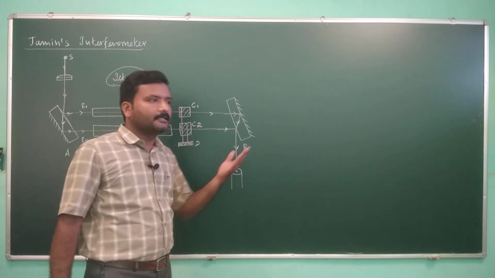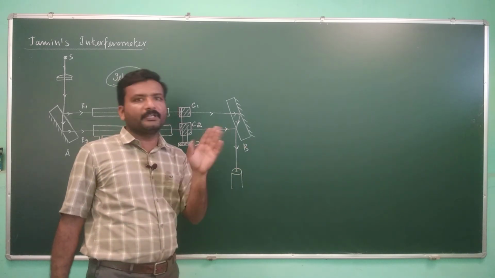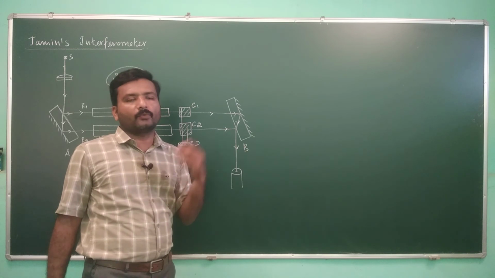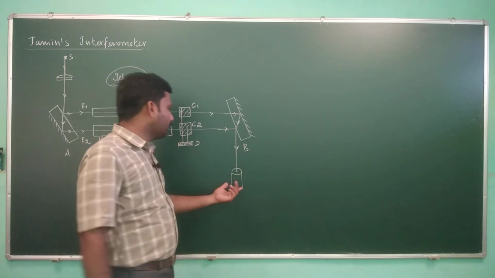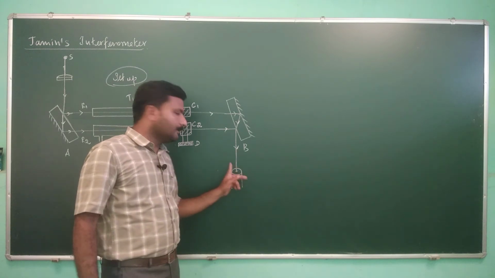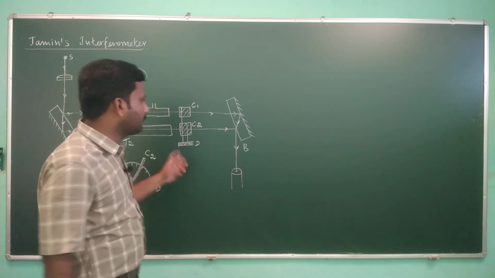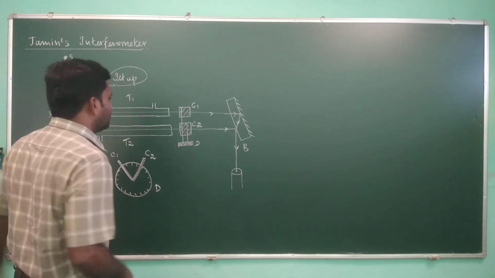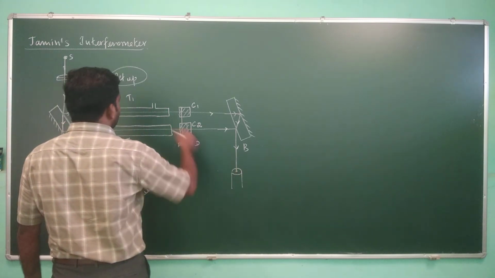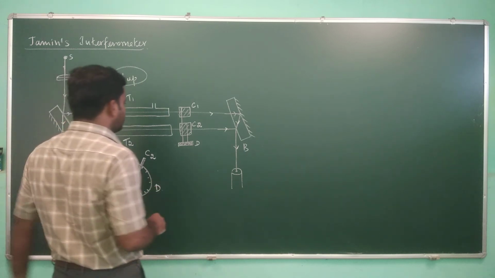By adjusting that, these fringes again move in the reverse direction. While it is moving in the reverse direction, we can count, because we are doing it slowly. So count until the dark fringe is observed again, so that we can get the number of fringes that passed through this telescope when the gas is filled. Okay, so this is the idea.